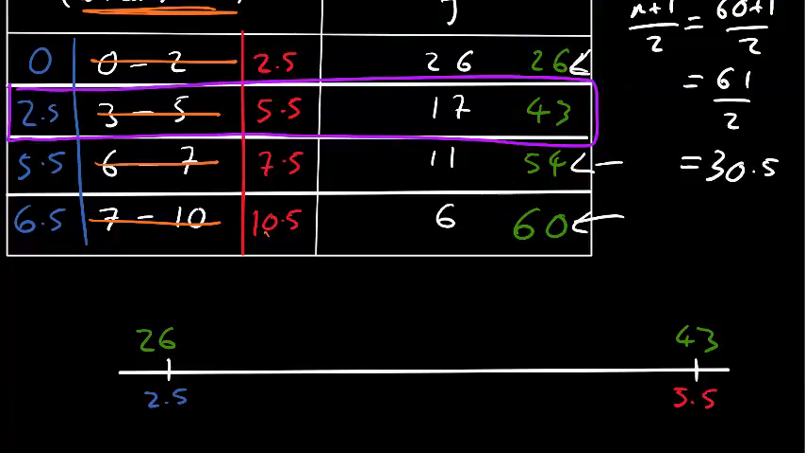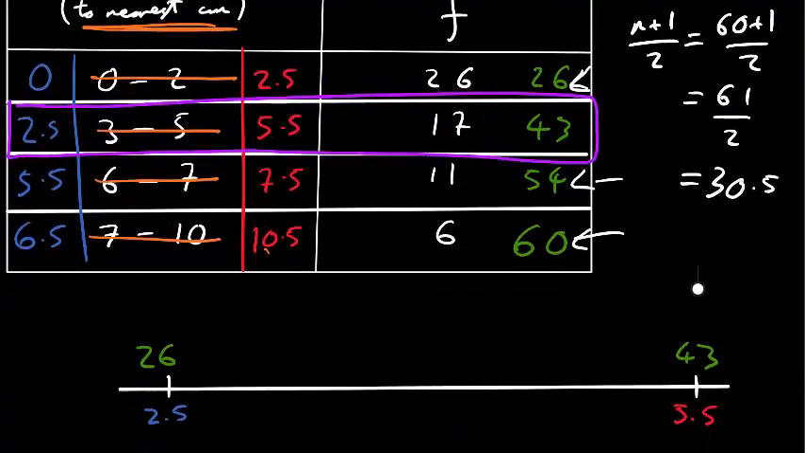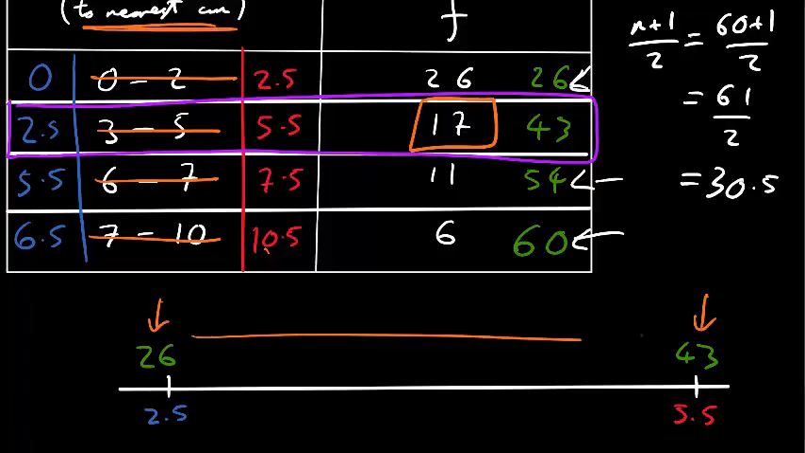Well, how many values do I have between 2.5 and 5.5? Well, I have 17 values, because the 26th value starts at 2.5 and the 43rd value is at 5.5, so within the range from 2.5 to 5.5, I must have 17 values. And you can see that from the table up here. In other words, I assume that all those 17 data points are equally spread between that interval. So I now need to work out where my 30.5th value lies.